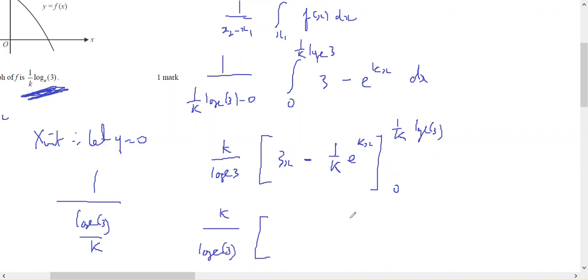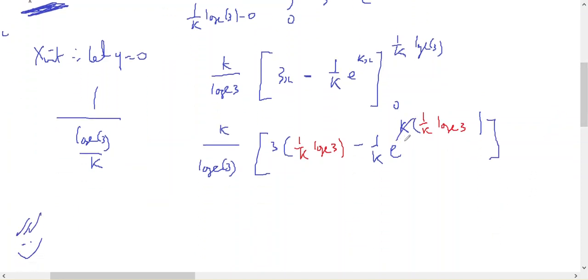Now, I'm going to use some colour to show you what's happening here. 3 times 1 on k log base e of 3 minus 1 on k e to the k times 1 on k log base e of 3. So these k's cancel, which leaves me with e to log base e of 3, which equals 3. So this is minus 3 on k.